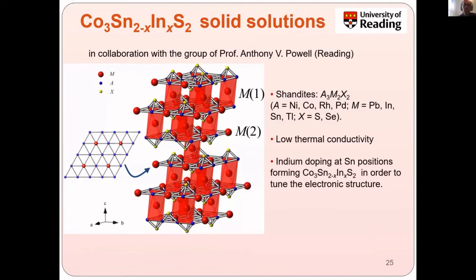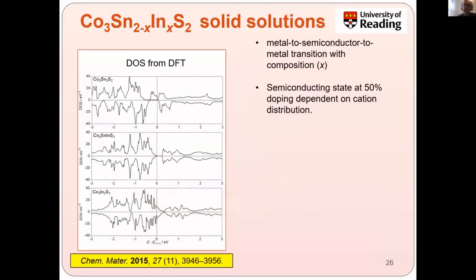The first example that I want to show here is a Shandite system where it has this structure and it has a disorder in the second cation site between indium and tin. I just want to show you how with these methods you can explore the disorder and how you can calculate, for example, lattice parameters and site occupancies. The reason we are investigating this material is because it has potential thermoelectric behavior, and it has a metal to insulator transition as a function of composition.